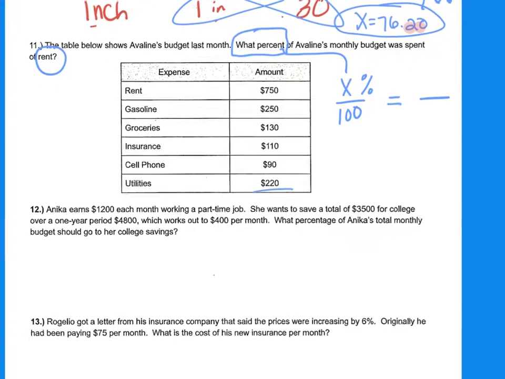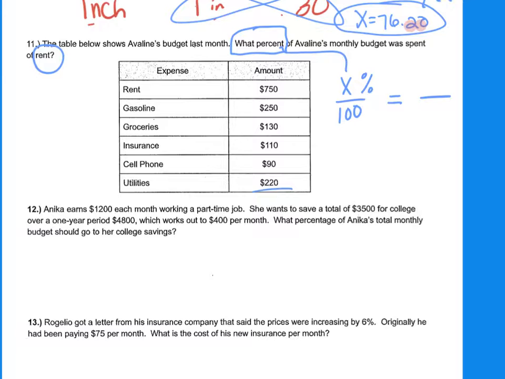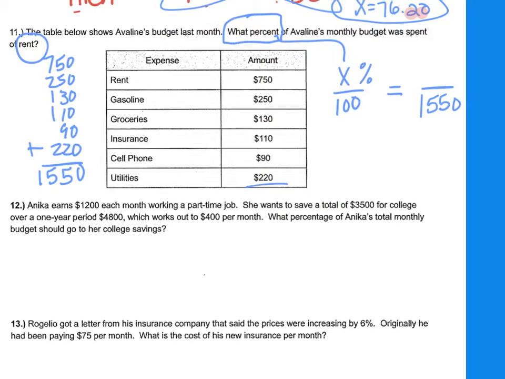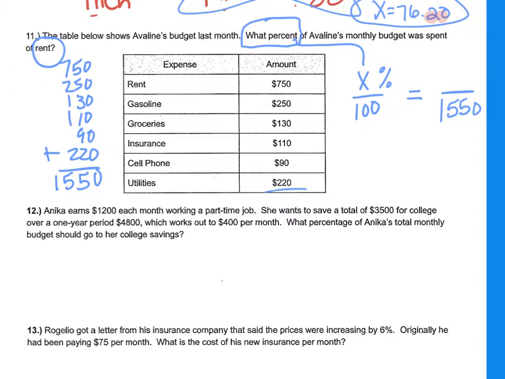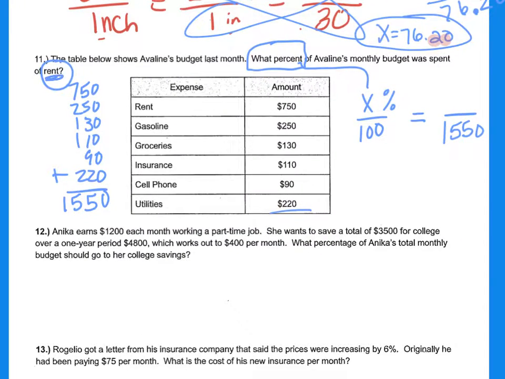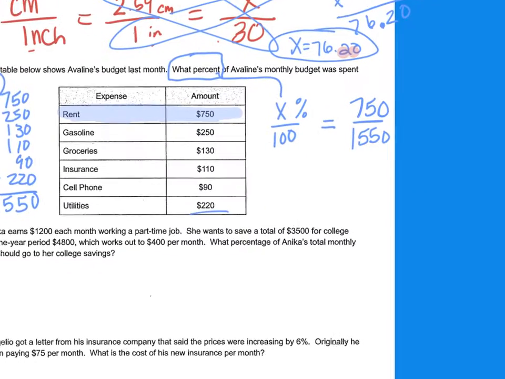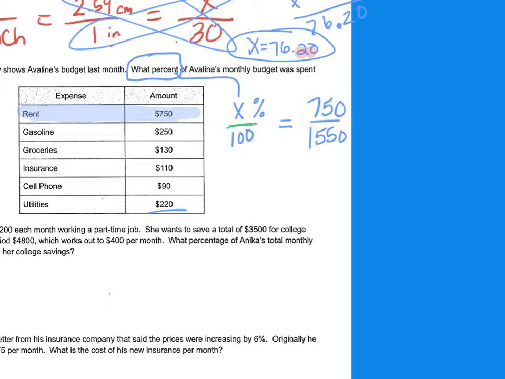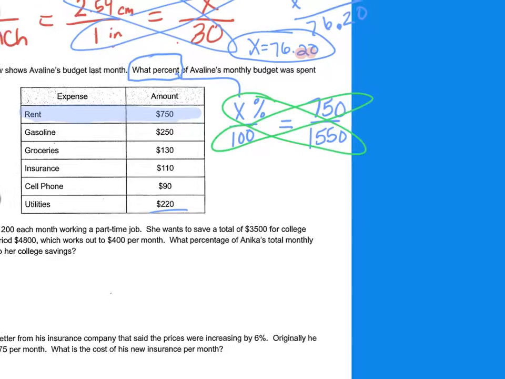So what do I want to do first? How do I figure her total budget? We've got to add all those numbers up. So her total budget, all of her expenses together, is $1,550. And it wanted to know what percent was spent on rent. So $750 goes on top of that total $1,550, and we're going to cross multiply and divide. Remember, if you're multiplying by 100, you can just add 2 zeros to the end of the number you were given.